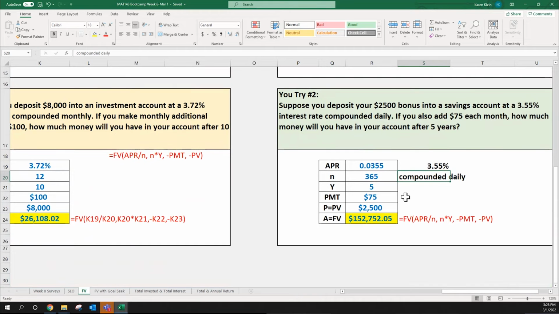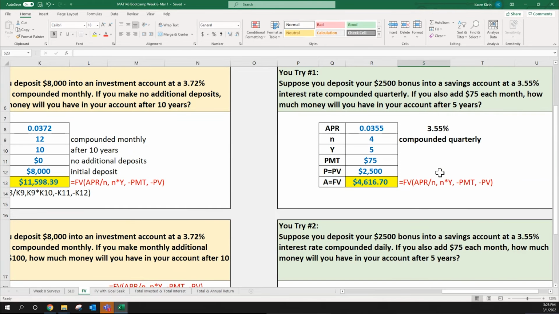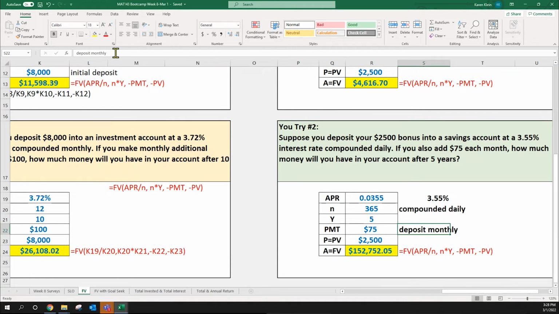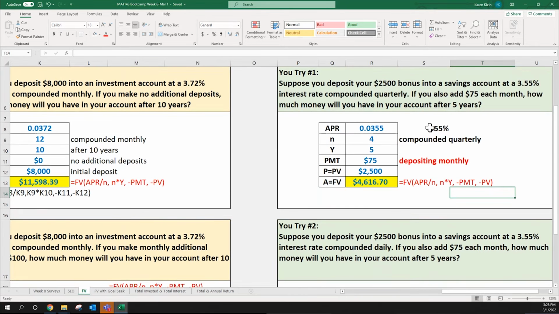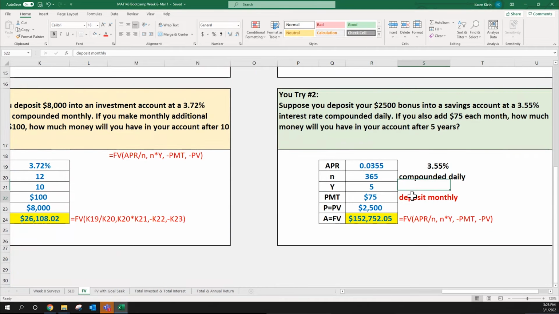So right here, because we are depositing monthly, and I guess the same is going to be true up here as well. We're depositing monthly. So we should have brought it up here. Basically, the whole purpose of what I was doing right here was just trying to show you how to enter in the information, but we do have a discrepancy here. When these two don't match up, we have an issue.